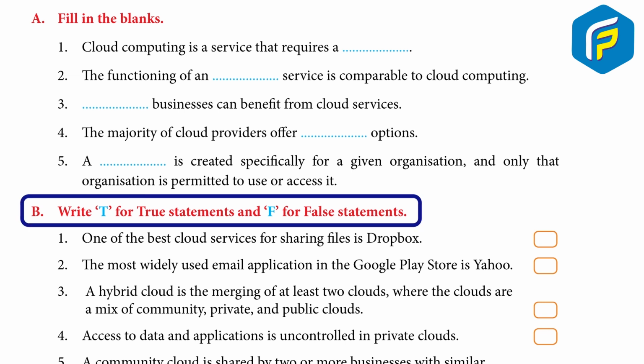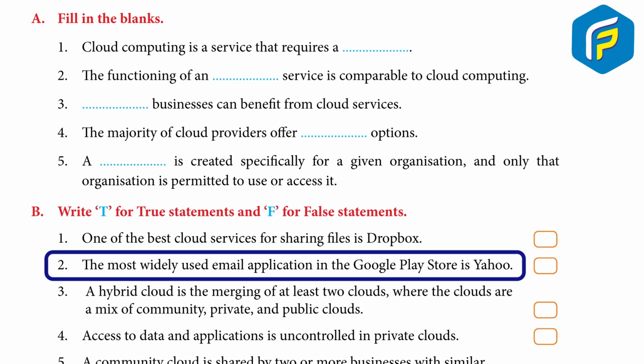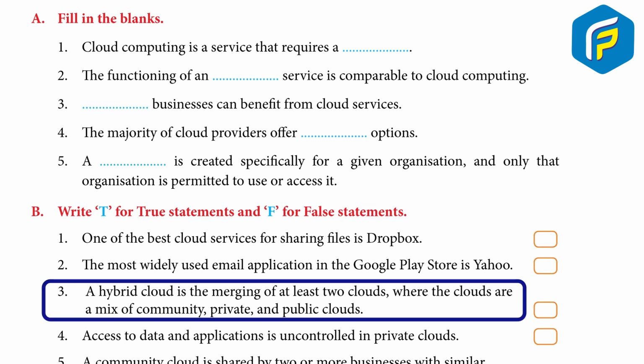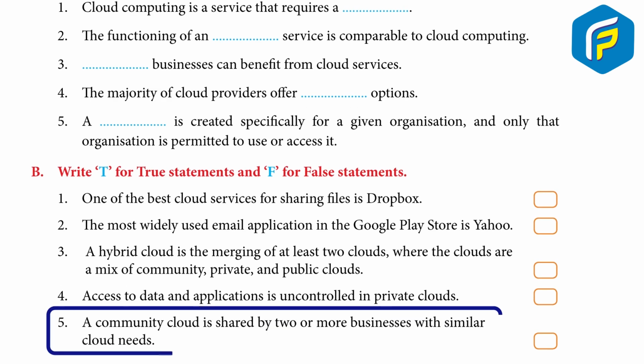B. Write T for true statements and F for false statements. 1. One of the best cloud services for sharing files is Dropbox. Answer: True. 2. The most widely used email application in the Google Play Store is Yahoo. Answer: False. 3. A hybrid cloud is the merging of at least two clouds, where the clouds are a mix of community, private, and public clouds. Answer: True. 4. Access to data and applications is uncontrolled in private clouds. Answer: False. 5. A community cloud is shared by 2 or more businesses with similar cloud needs. Answer: True.